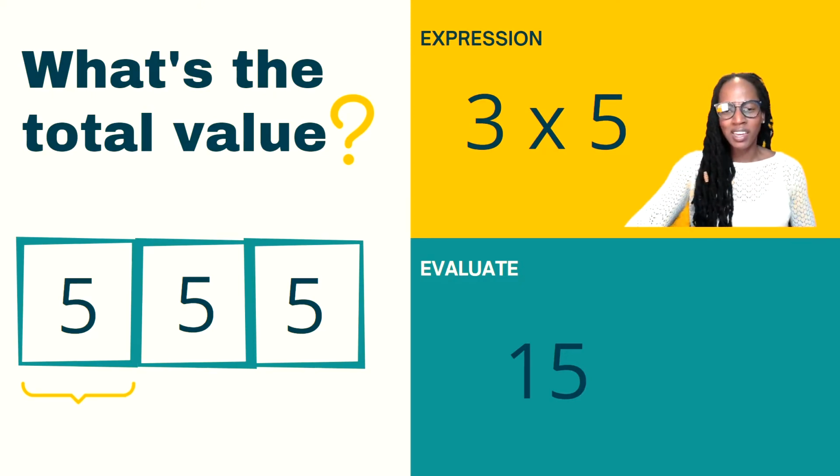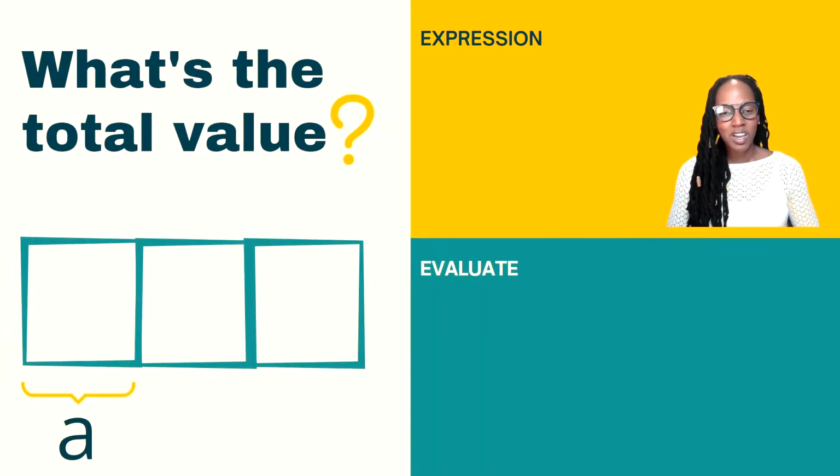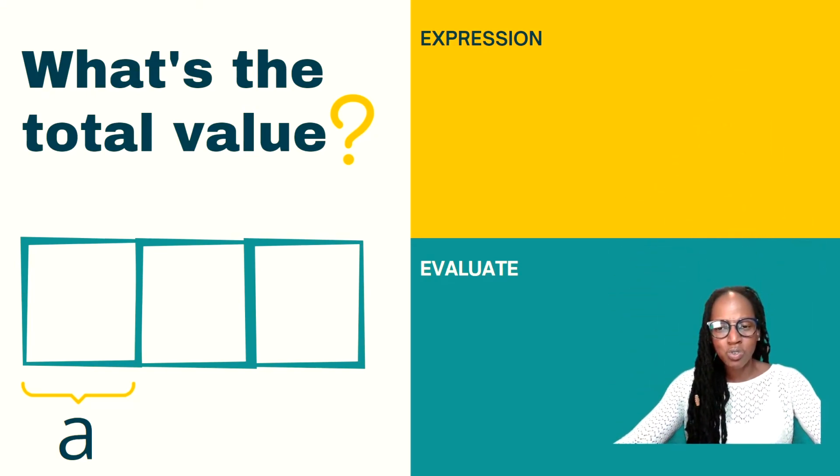Now let's say, instead of having a 5 there, they said that the value of that one unit is A, okay? Now, we don't know what A is, but they're telling us the value of it is A. What do you think I should do to find the value? What kind of expression can I write? Let me think about that.